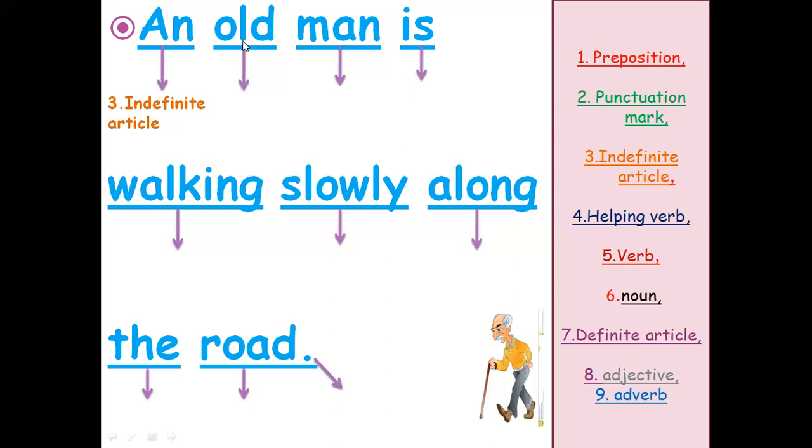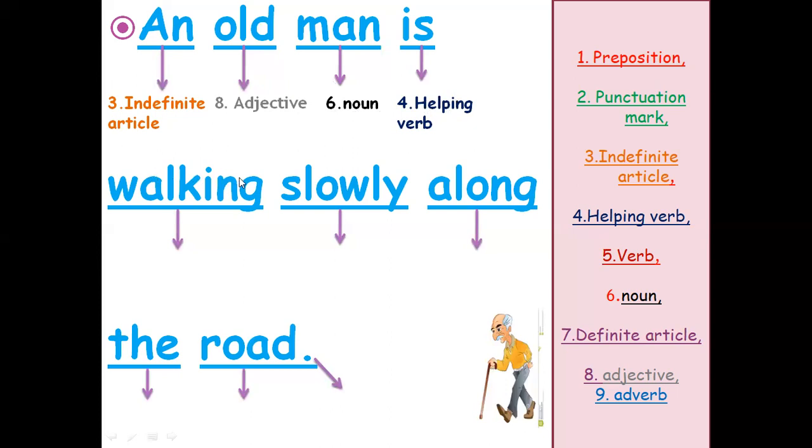Next word, old. This word old belongs to adjectives. This word is an adjective. Next one, man. It's a noun. Next word is. It's a helping verb. In English grammar, there are many helping verbs, and in present form, there are 3 helping verbs. Those are is, am, are. So this word is a helping verb.